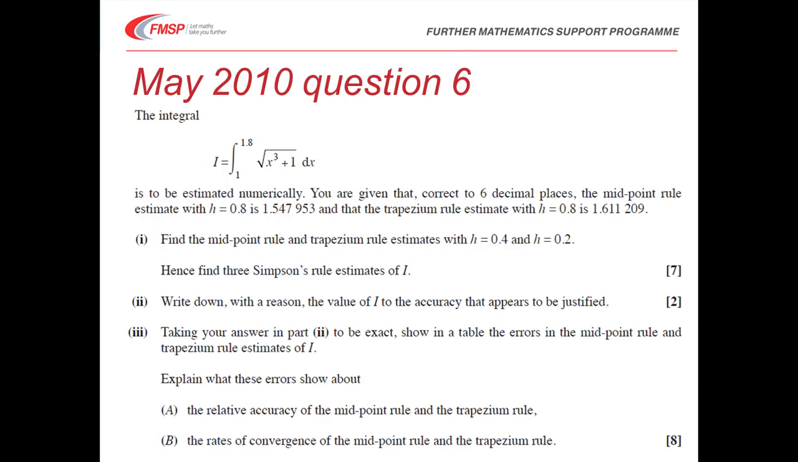This time you are given what the integral is that you're calculating, and you're given the midpoint rule and the trapezium rule estimates for h equals 0.8, so you're given 2 values to start off with. It then asks you to find the midpoint and trapezium rule estimates if we then go to the next stage, which is h equals 0.4 and then h equals 0.2. And then from that find 3 Simpson's rule estimates. We'll come back to the rest of the question in a second. We'll do that bit first.